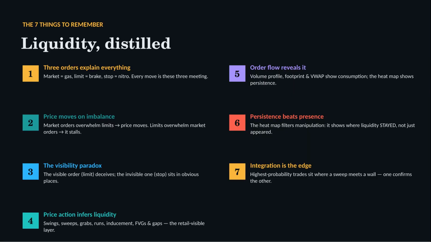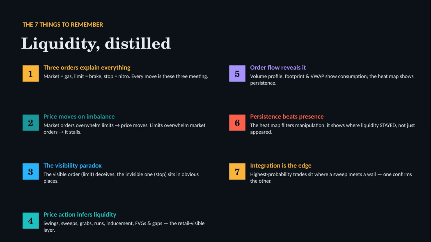Let's distill the whole thing into 7 things to remember. 1. 3 orders explain everything. Market is gas, limit is brake, stop is nitro. 2. Price moves on imbalance. Market orders overwhelm limits and it moves. Limits overwhelm market orders and it stalls. 3. The visibility paradox. The visible order deceives. The invisible one sits in obvious places.